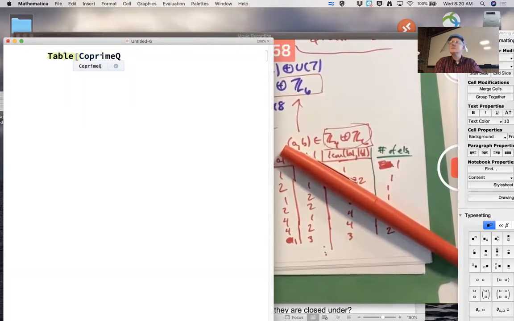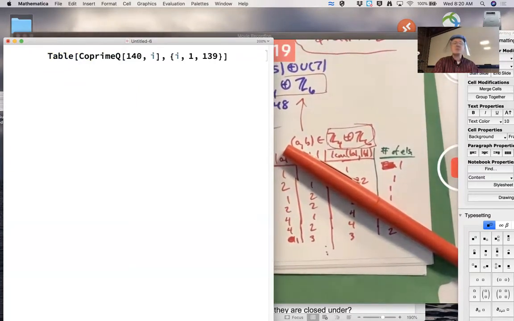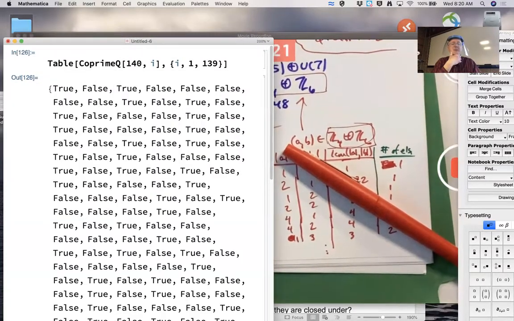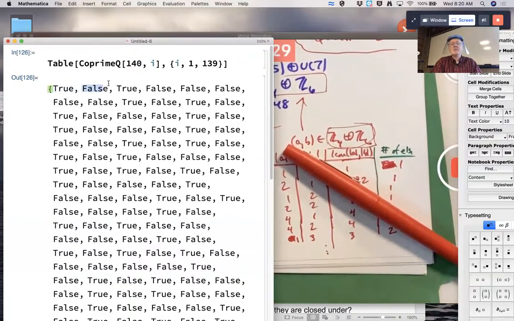CoprimeQ, I think I showed this to you before, way back the first week or two, can tell you whether two numbers are relatively prime or not. If I do this, I'll get a bunch of trues and falses corresponding to whether i is relatively prime to 140 or not. First one's true, in other words, 1 and 140 are relatively prime. Second one's false, 2 and 140 are not relatively prime. Third one's true, 3 and 140 are relatively prime.